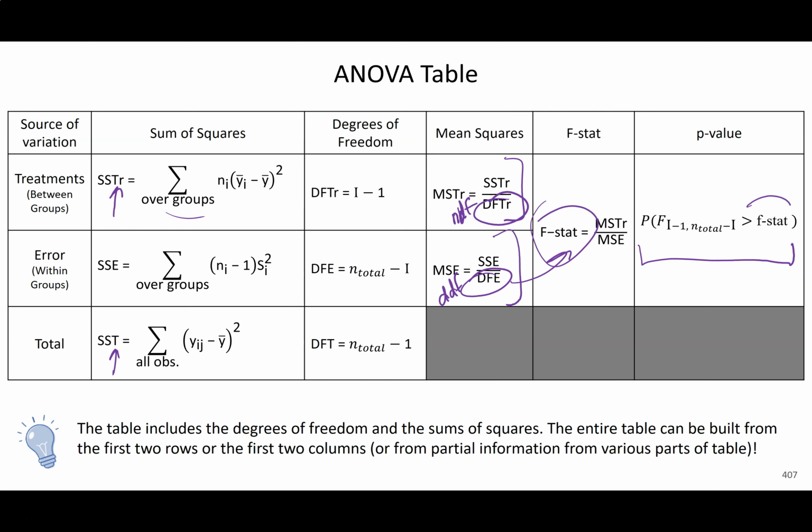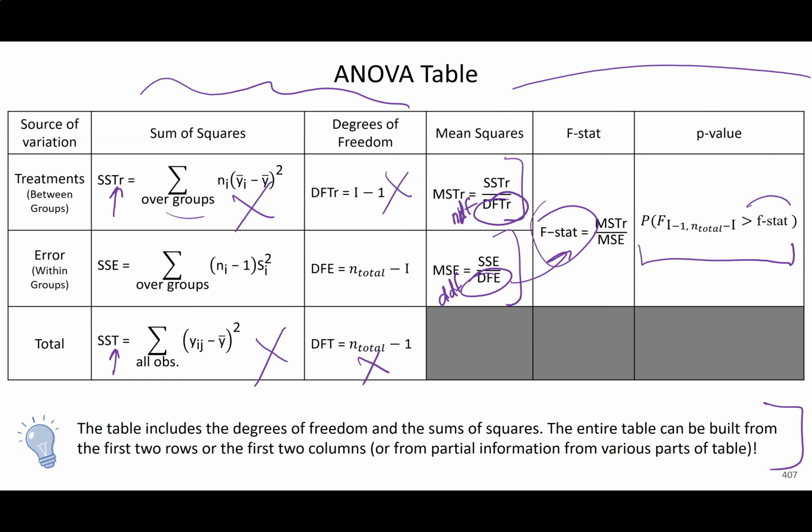So absolutely, if we give you the first two columns here, we've given you more than enough to complete the rest of the table. We also really love to play games where we're like, oh, we'll give you this one, this one, and this one. That's also enough information. So we really love doing that.